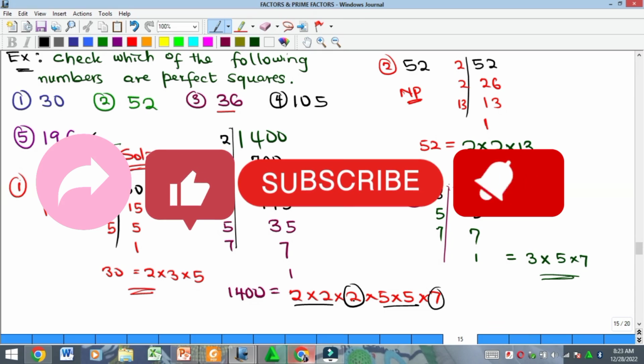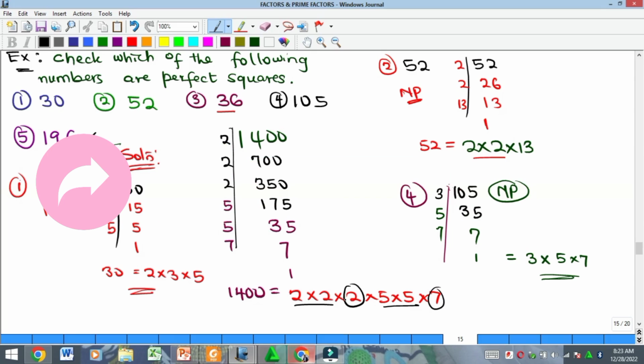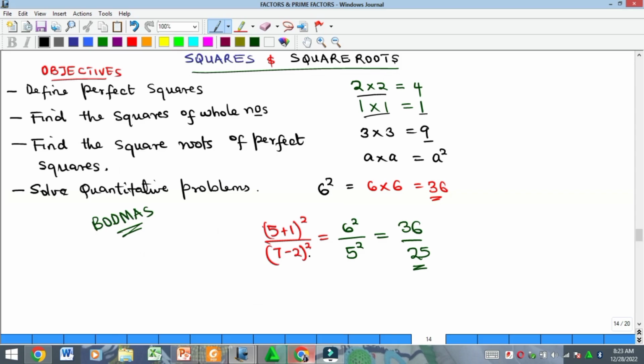In our next videos, we are going to see, if a number is not a perfect square, how can we make it a perfect square? What is the minimum number that we can multiply to make it a perfect square, or we can add to make it a perfect square? And after that, we begin to look at the concept of square roots and of perfect squares and all of that.